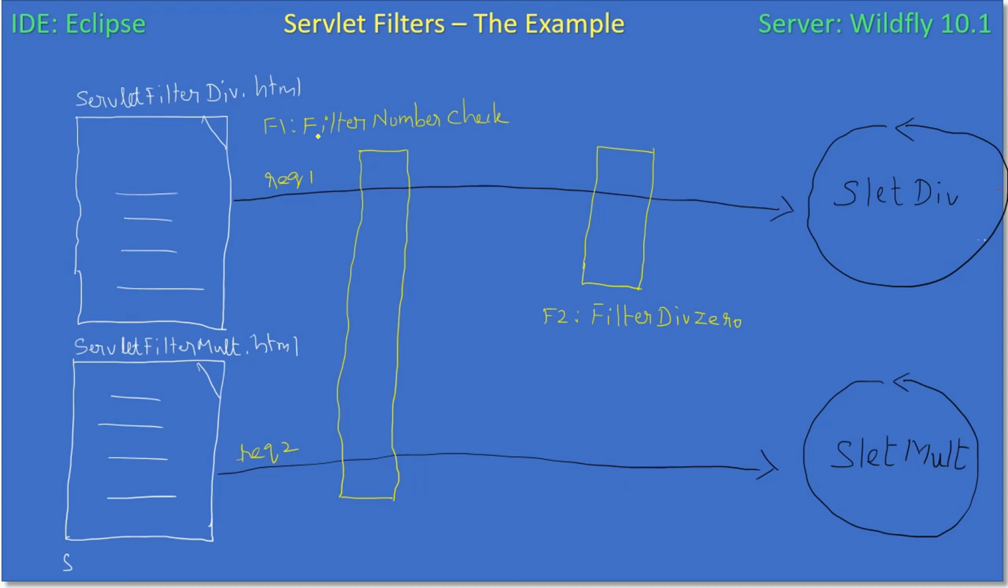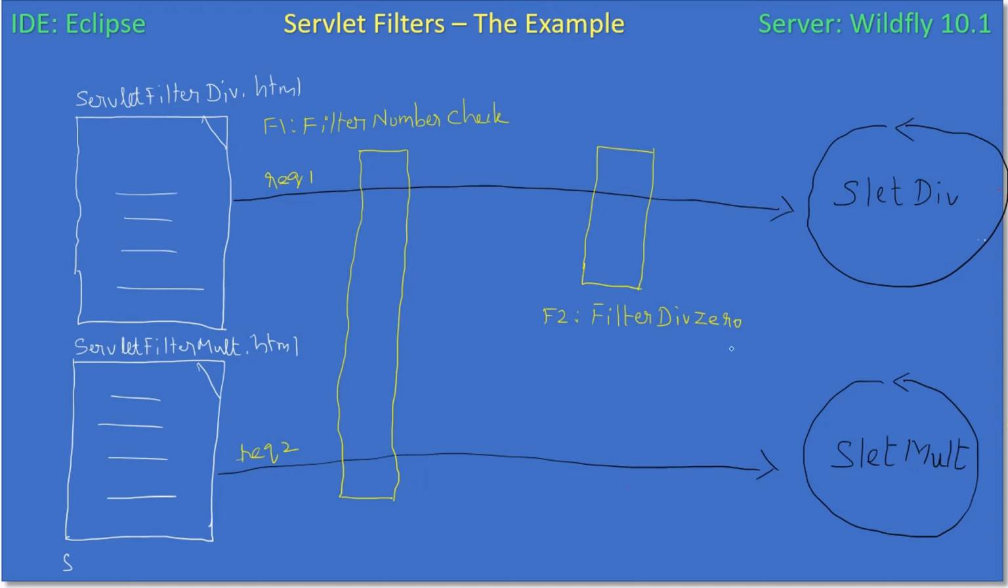Here we want to handle the divide by zero error that will come in terms of division. For a multiplication request, we do not want to do that filtering.